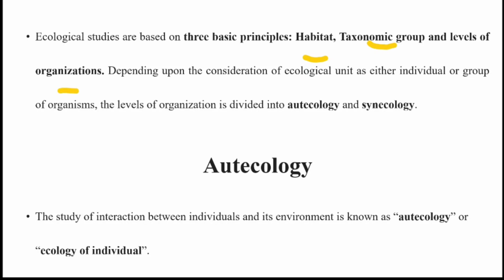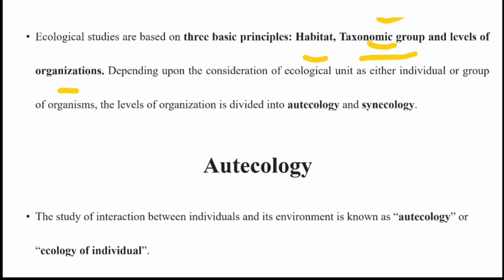Habitat means where organisms live, their natural home, and taxonomic group means species. Many species constitute a genus, many genera constitute a family. So likewise there are taxonomic groups. Then level of organization: individual organisms group to form a population, then many populations form a community, then many communities interacting with each other and with their environment form an ecosystem. So these are the levels of organization.